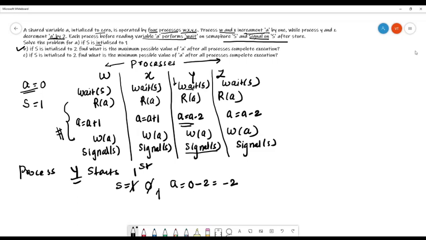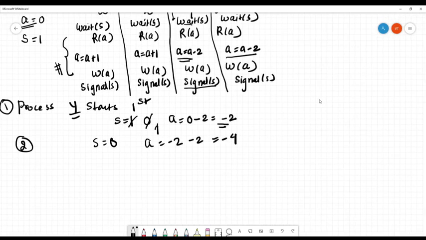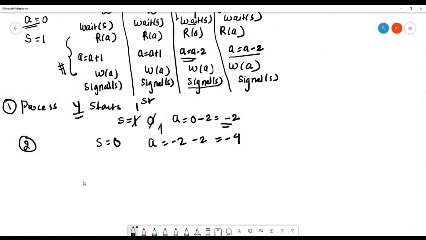Now next, suppose process Z enters. What is the value of S now? The value of S becomes 0 again. What is the value of A? The value of A was minus 2, so minus 2 minus 2 becomes minus 4. Then signal, so again S becomes 1.